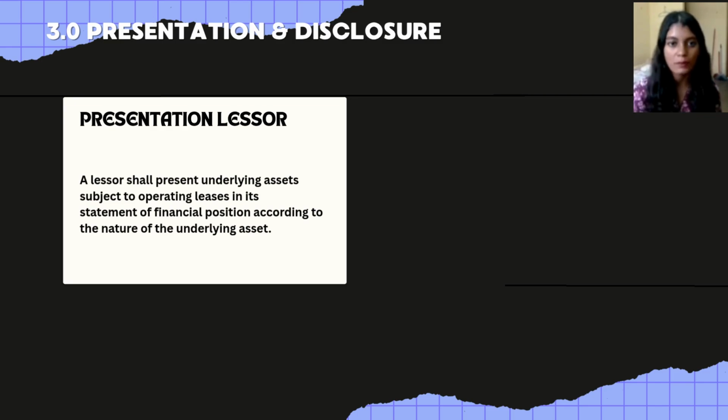Now we are going to look at the presentation for lessor. For the lessor, the rule is simple. They must show underlying assets that are under operating leases according to the nature of the asset in the statement of financial position.